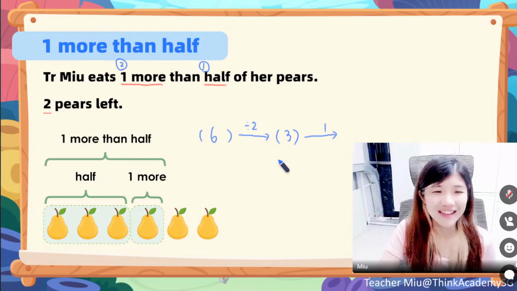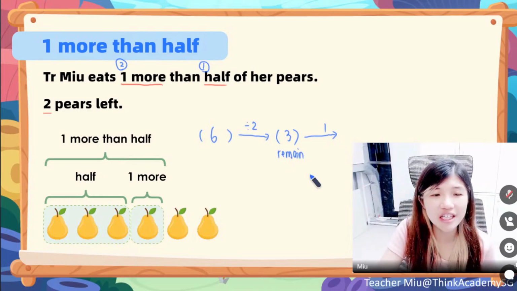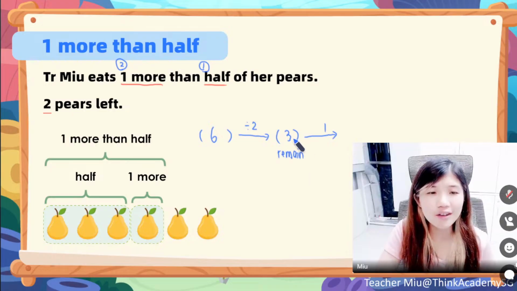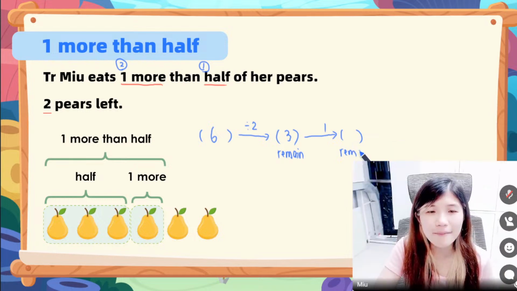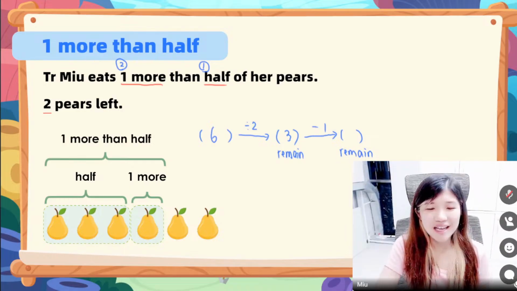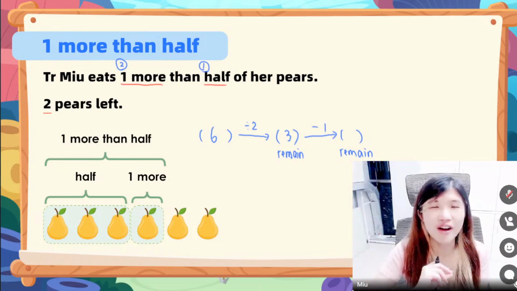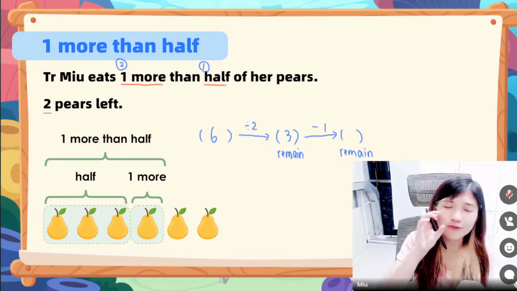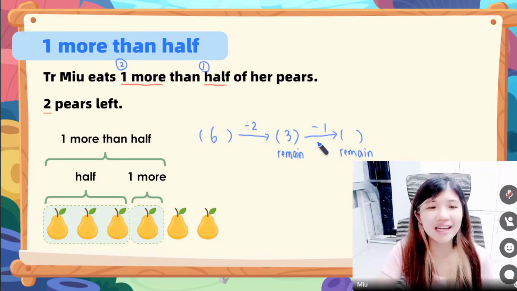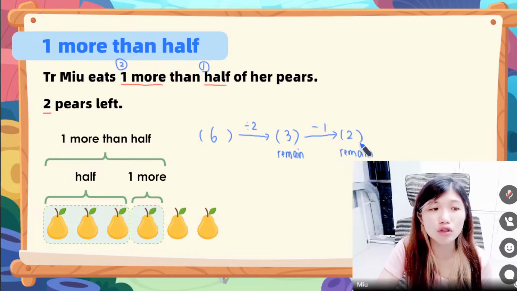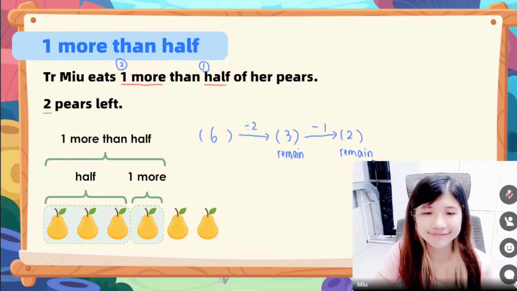I repeat, the bracket refers to the remaining pairs in the kitchen. I still got 3 remain, and I eat one more, then how many remain? It's supposed to be plus or minus then? Minus. Because you cannot put milk inside the fridge, right? You need to take out from the fridge and eat it. That's why it's supposed to be minus, then you will still got 2 remain.